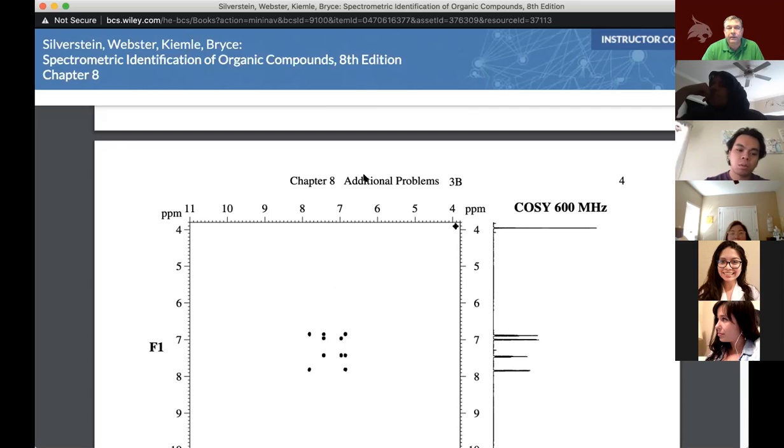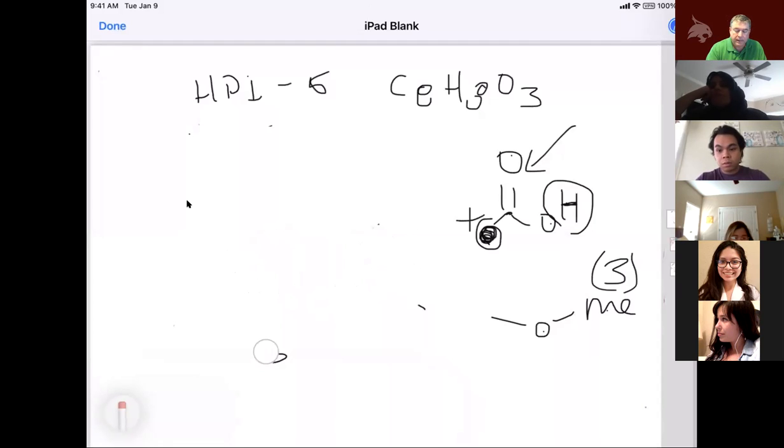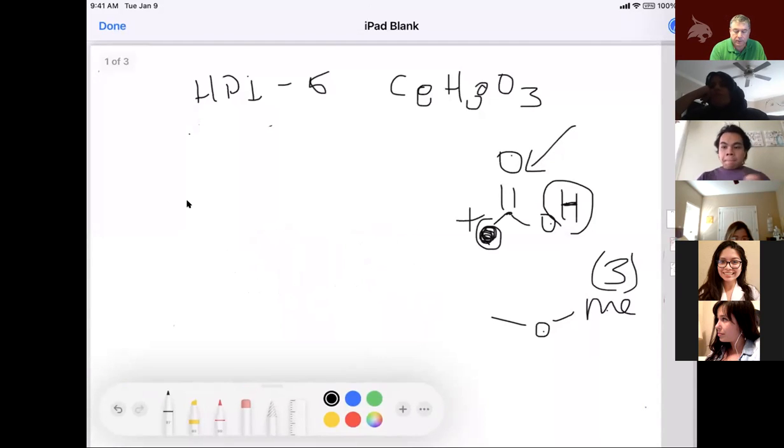Okay, I agree with you 100% on that one. All right, so let's switch back to the iPad and draw the proposed structure, and then let's double check it. Okay, so our proposed structure is the meta. So let's go with the meta.